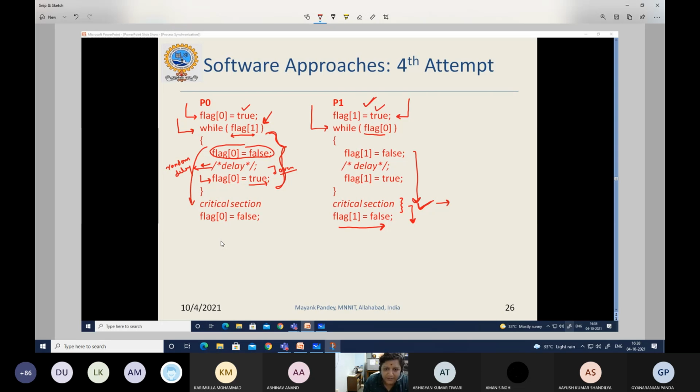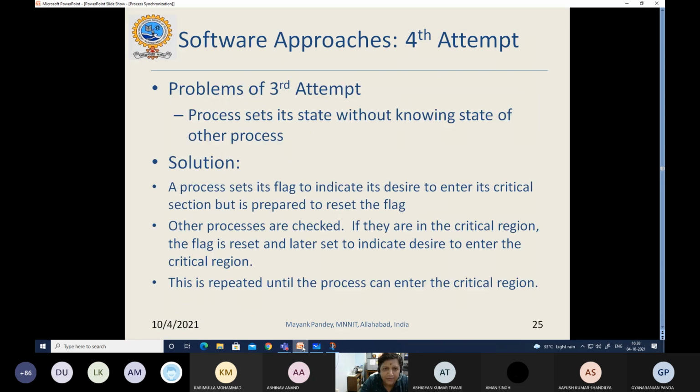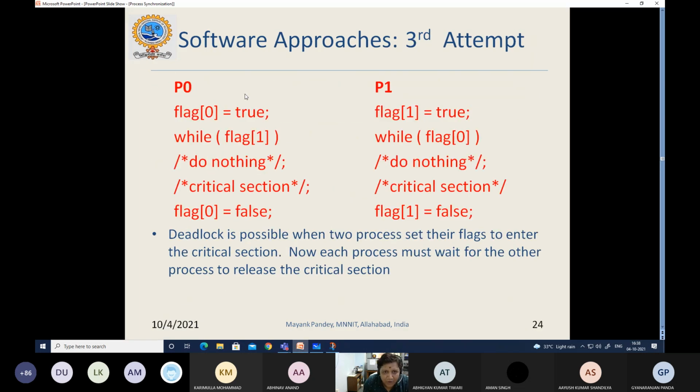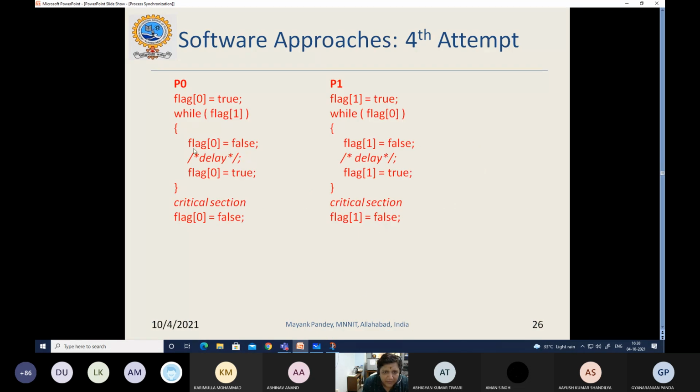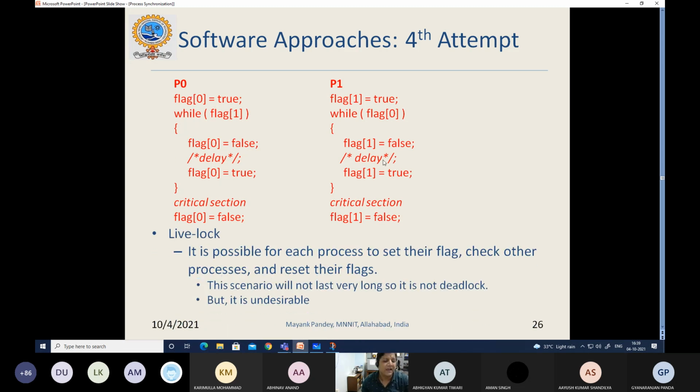Look, there is a difference. In the third attempt, if you see carefully, there is a possibility of deadlock where no process can progress. And here, this random delay, even if it is equal, will not be equal all the time. Every time you run this loop, this while loop, you'll be picking up a random delay in both processes. So this will result in live lock. So it's not deadlock, it's a live lock, which can be broken.